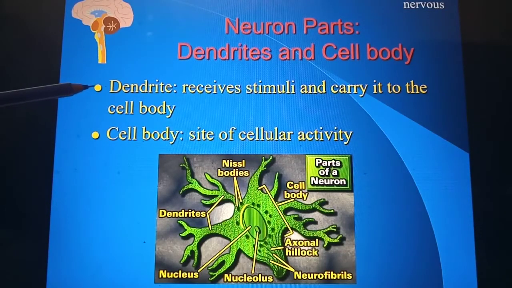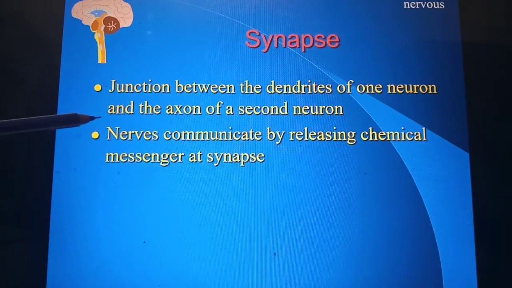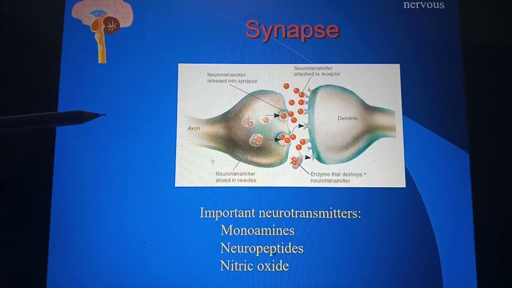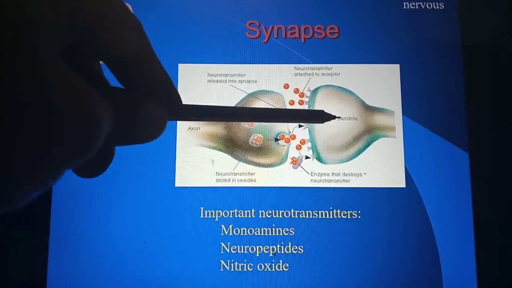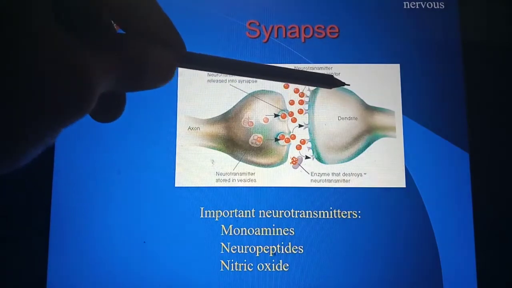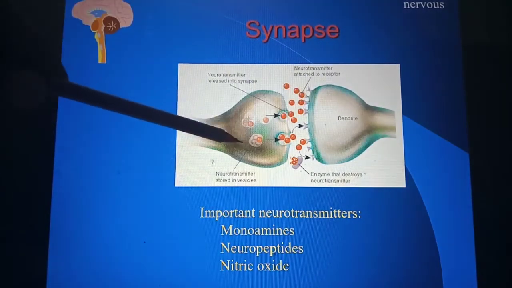So the dendrites receive stimuli and carry it to the cell body, and the cell body is the site of the cellular activity. So synapse, as I said, is the junction between the dendrite of one neuron and the axon of a second neuron. This is the axon of one neuron. This is the dendrite of another neuron. So this is the picture of the synapse. Together, the dendrite of one neuron, axon of another neuron.